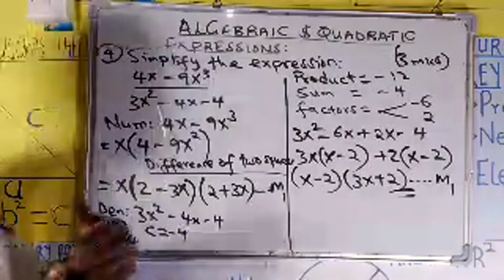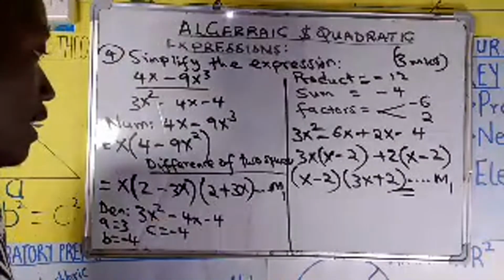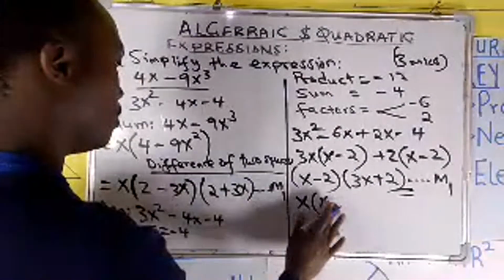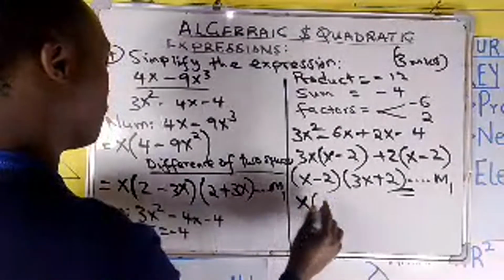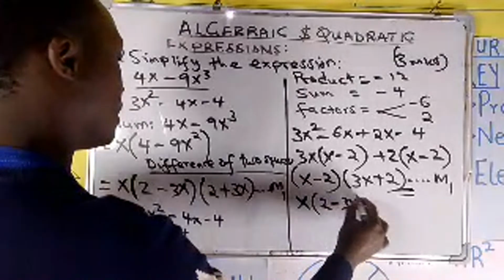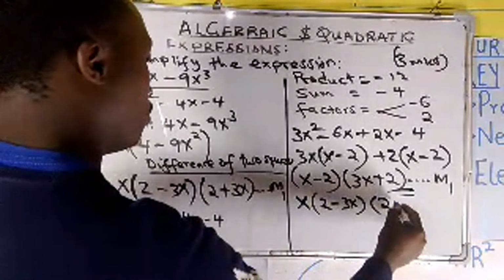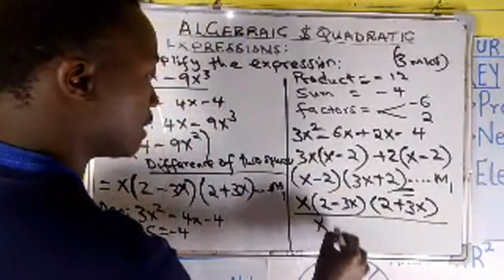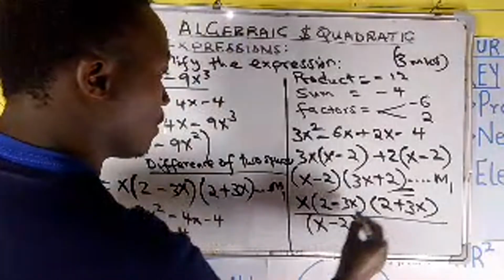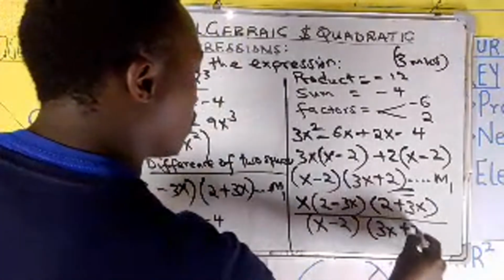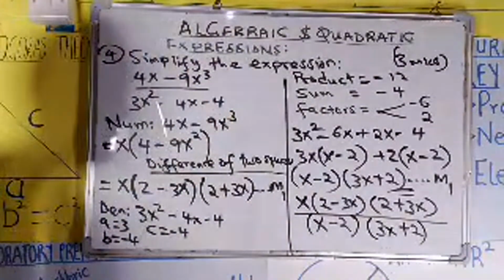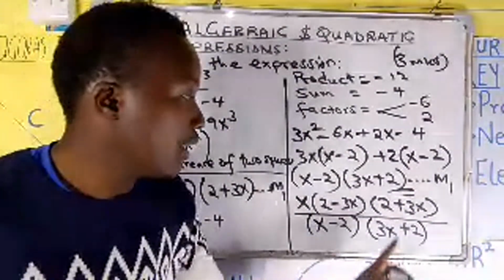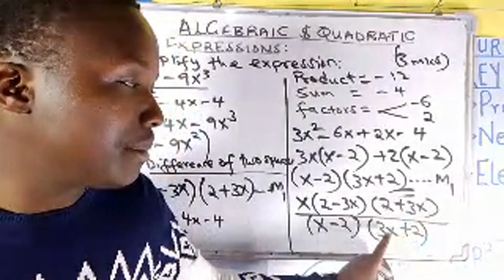So we can now take the numerator, divide by the denominator. So our numerator is x into bracket 2 minus 3x into bracket 2 plus 3x over the denominator, x minus 2 and 3x plus 2. So this one will cancel with this one. 2 plus 3x is the same as 3x plus 2.